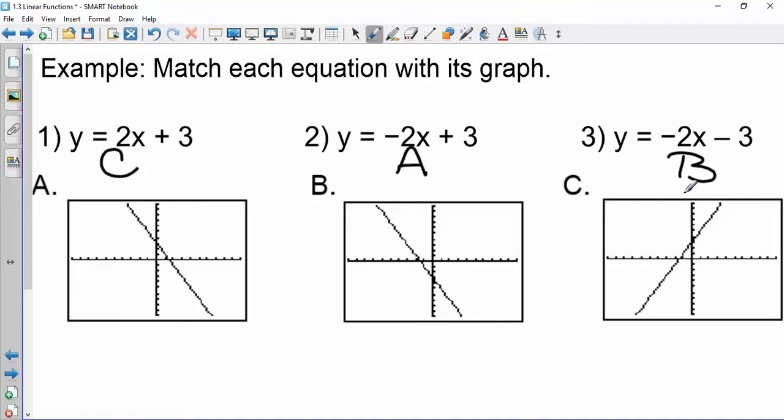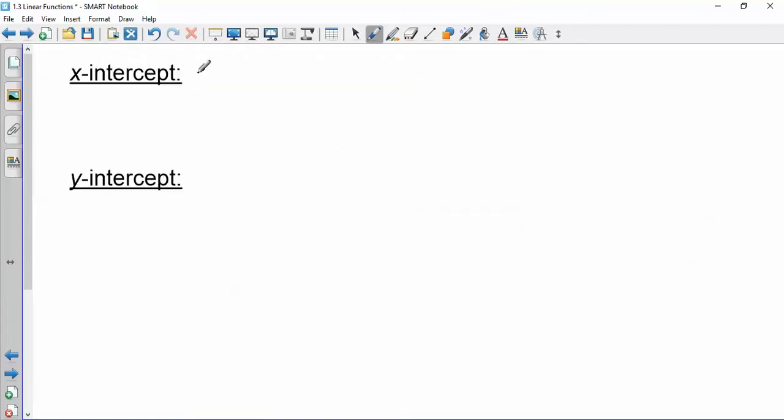X and y intercepts. What are those? When the line touches the x and y. Okay. We will find x and y intercepts for the rest of the year, not just with lines, with lots of different functions. And for whatever reason, everybody always really struggles with remembering what it is. So x-intercept is where your graph touches the x-axis.